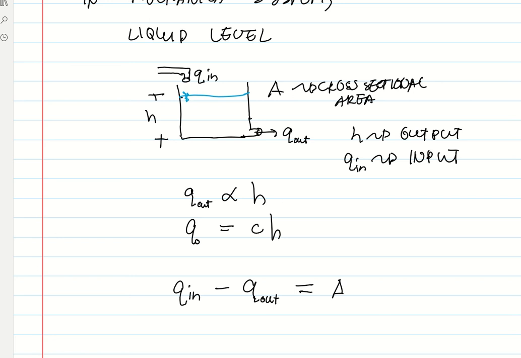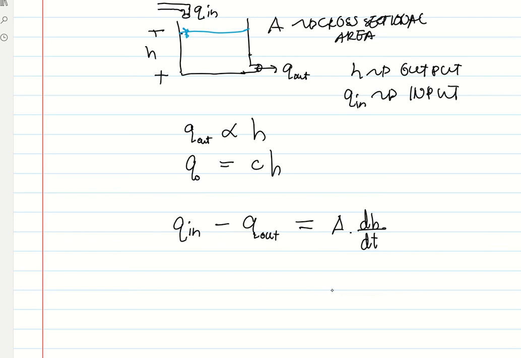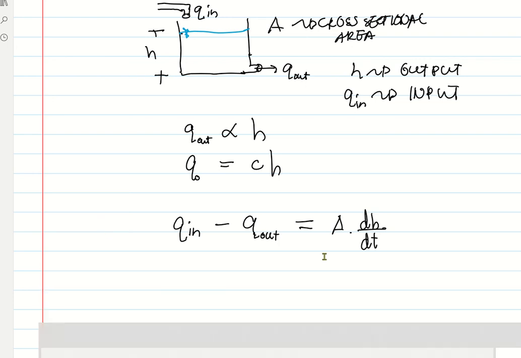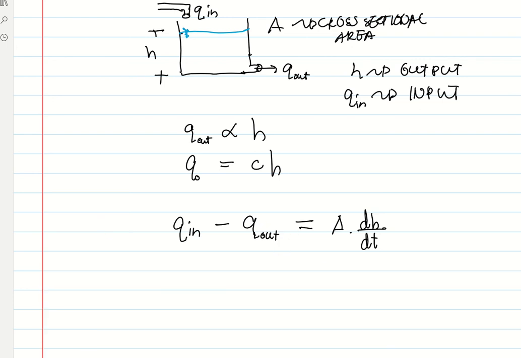But this time our H is changing with respect to time. So our total accumulated volume will also be changing with respect to time. So instead of multiplying by H, we multiply it with the derivative of H with respect to time. Then here, I don't need Q out because my output is H, not Q out. My input is Q in. So I need to remove this Q out here. And we already have a formula for it, so we just substitute that. So we have Q in minus C times H equals A dH dt.